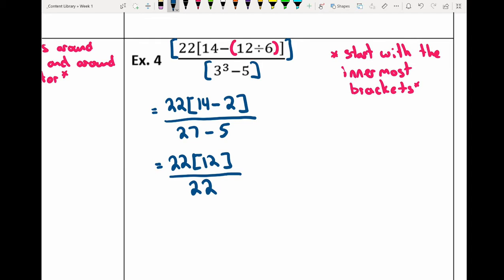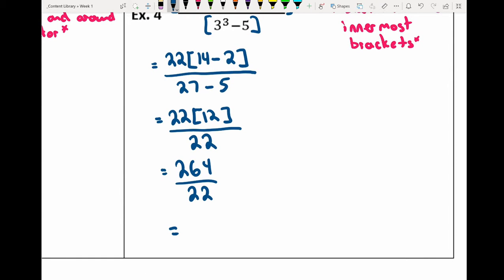And then from there, now I can simplify the top. So I can do 22 times 12. Get 264, and then divided by 22, which in the end brings me back to 12. So in the end, 12 is my final answer. After going through all of that, I should get 12 as my final answer.